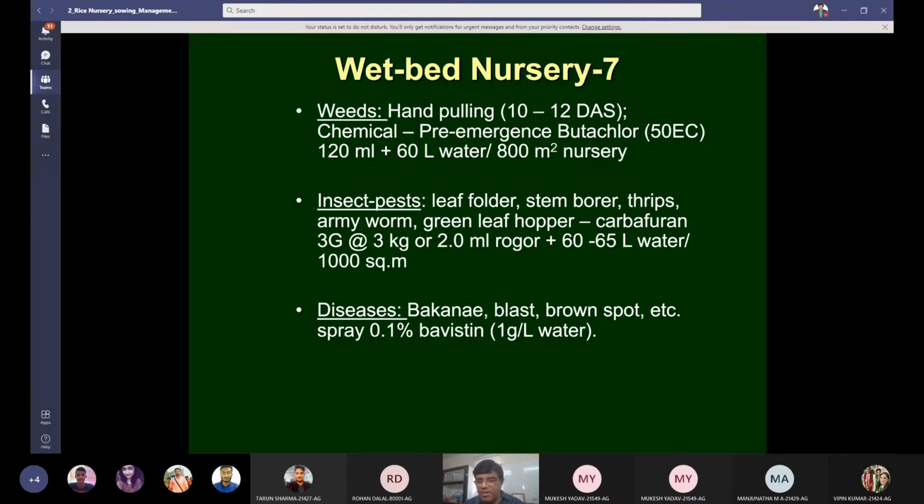And disease, if Bakanae, blast, brown spot, etc. Most of the fungal diseases can be controlled by spraying 0.1% Bavistin. That is 1 gram Bavistin per liter of water. This is the most common fungicide used in rice and many other crops, Bavistin.